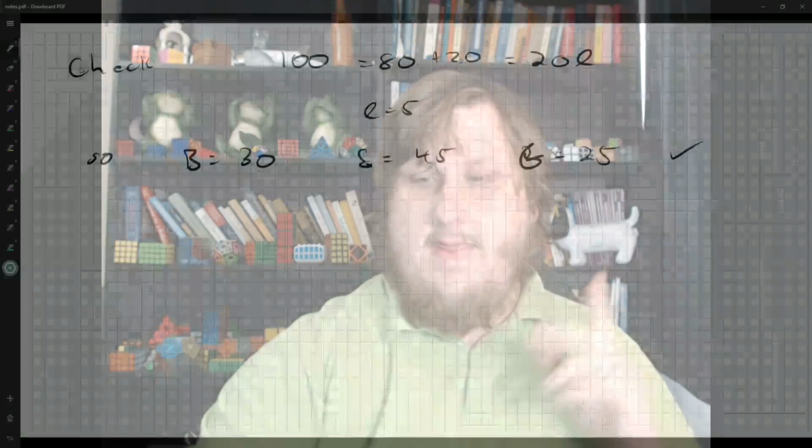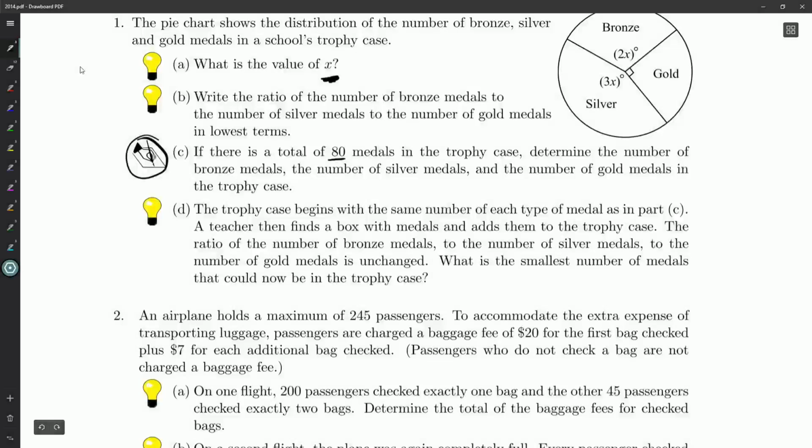So that's D. The answer is 20. We need 20 more medals at minimum. Any multiple of 20 will actually do, but they specifically wanted the minimum number of medals. And I think that's all they asked for. Let's just quickly double check. What's the smallest number of medals that could be added to the trophy? Could now be in the trophy.